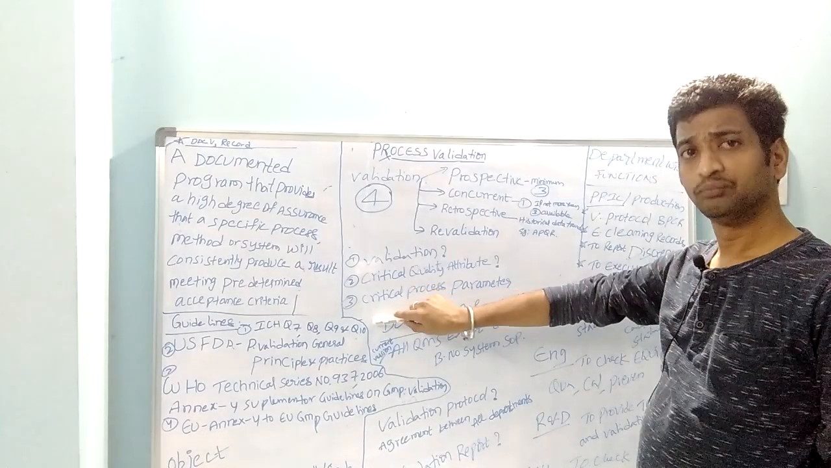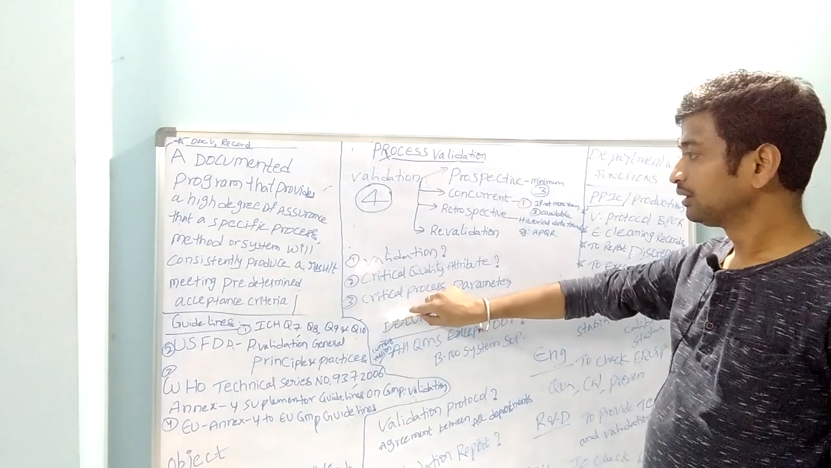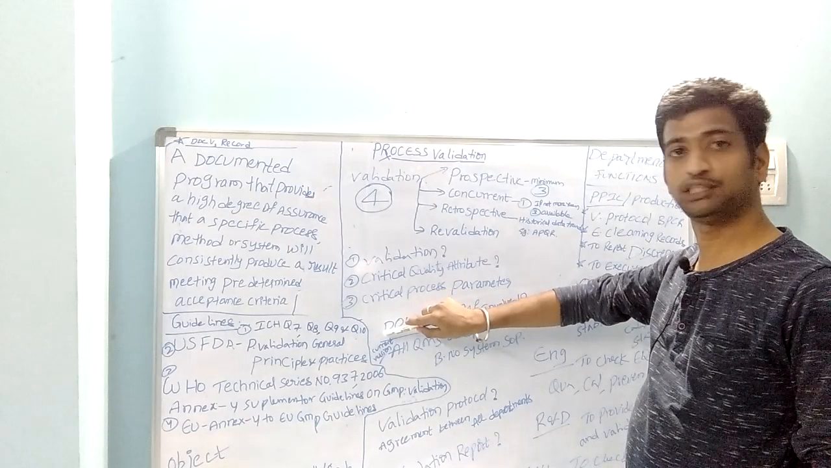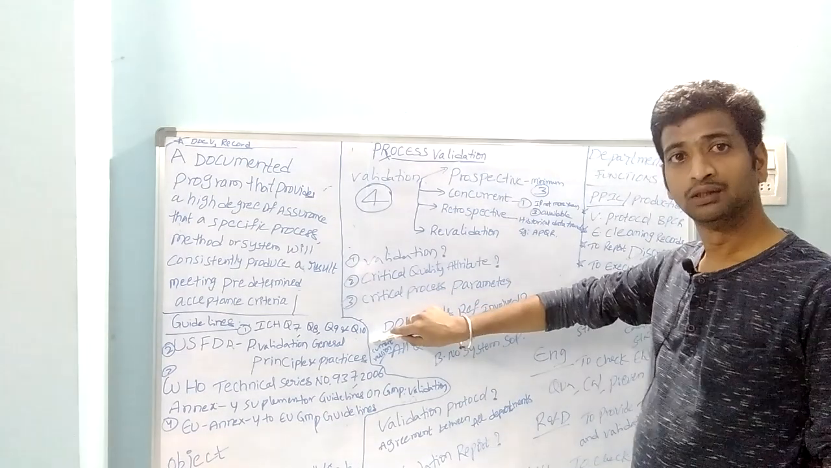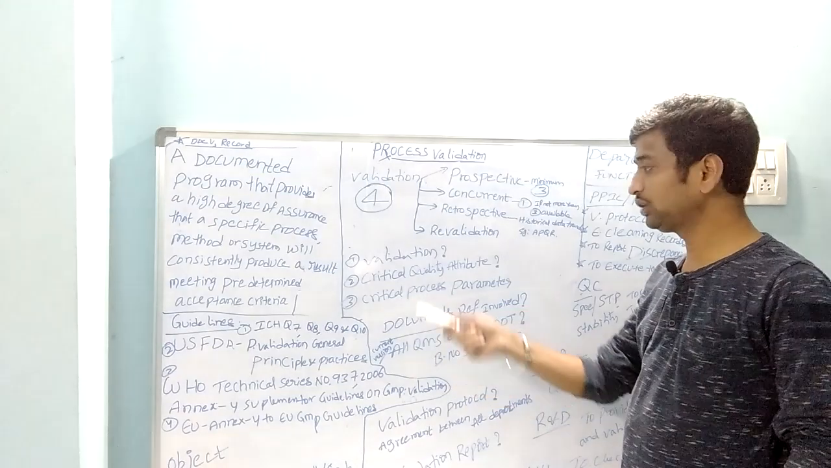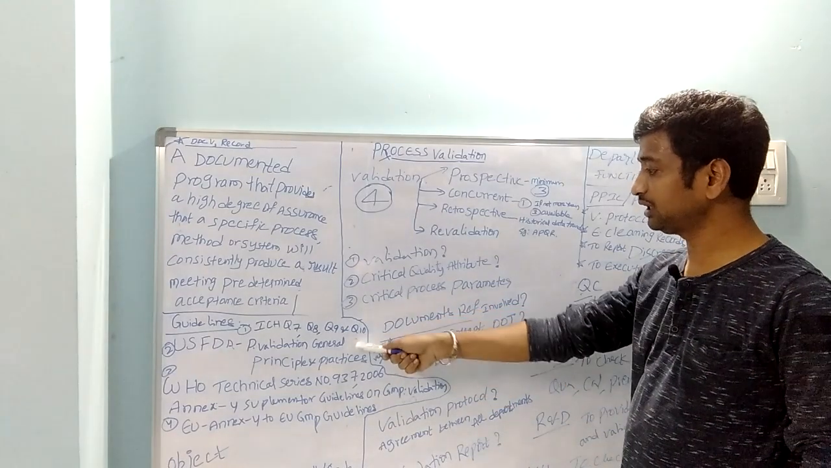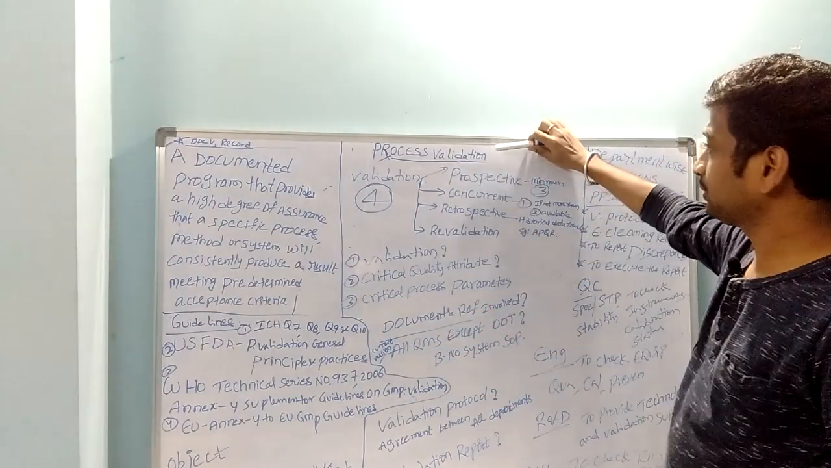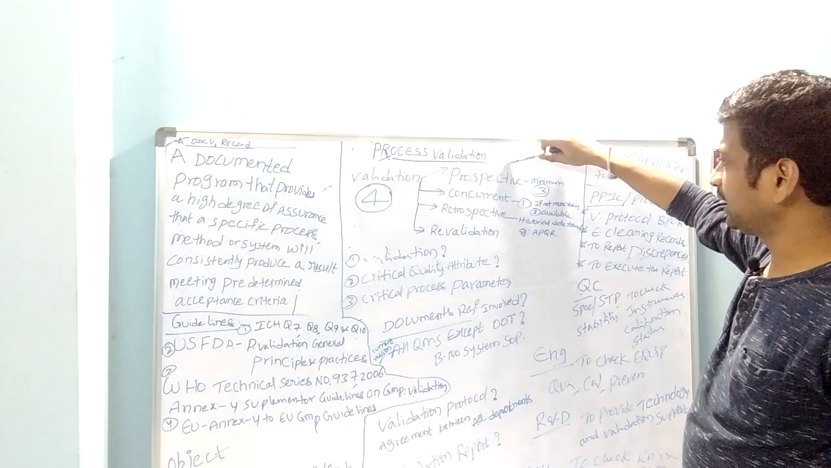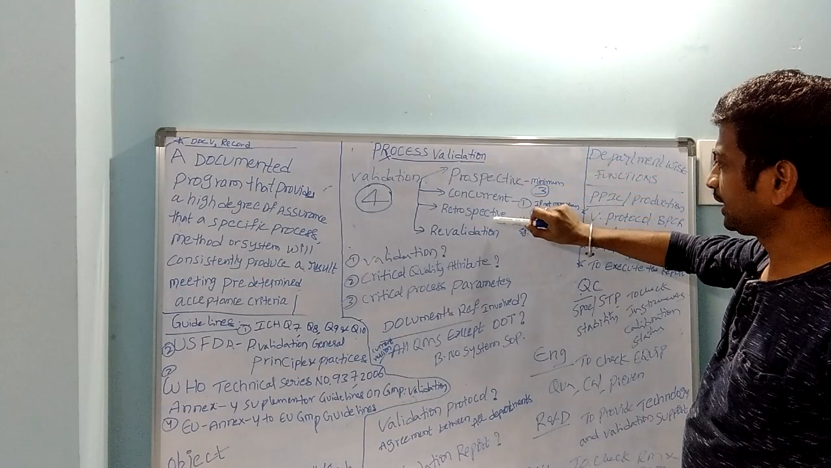You may go and refer anywhere. As per the guideline I am telling you, not based on any SOP from any organization or according to my experience. I am telling you according to the guideline, because you follow any procedure, any SOP, anything according to the guideline only. So these are the guidelines. According to these guidelines, process validation is classified into prospective validation, concurrent validation, retrospective validation.